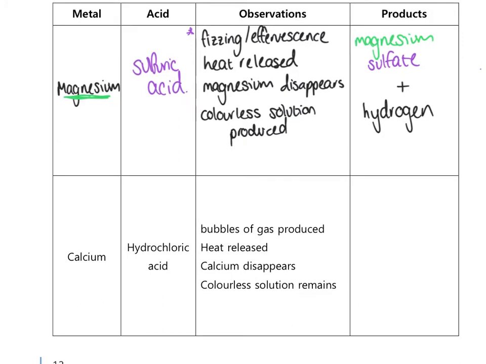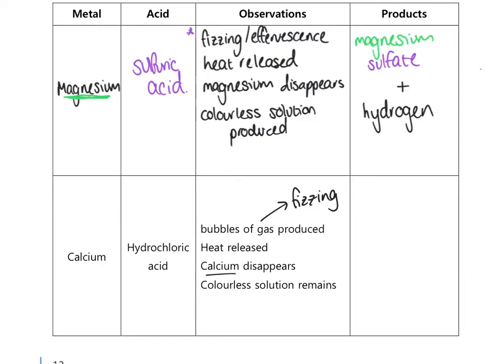There's another example in your table, and that's for calcium and hydrochloric acid. And you can see that it's exactly the same observations. Bubbles of gas produced, it's the same thing as saying fizzing. The heat is released. Calcium disappears, because obviously we're using calcium instead of magnesium, and a colourless solution remains.